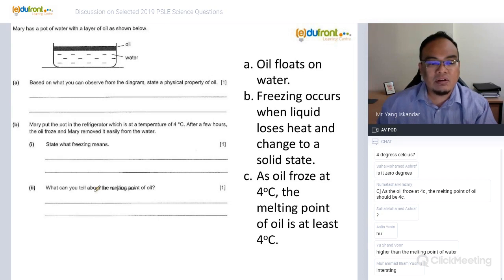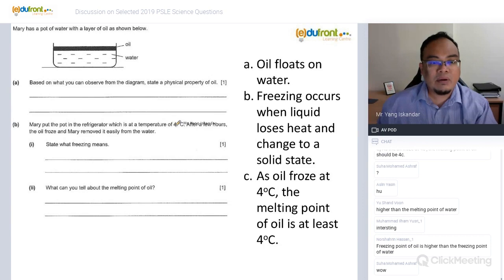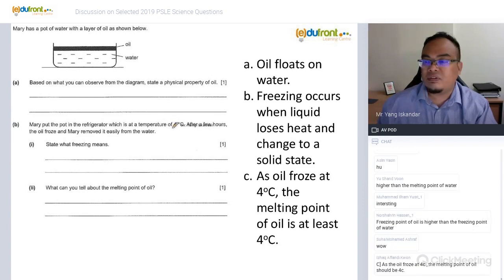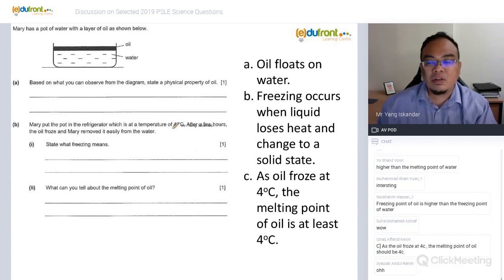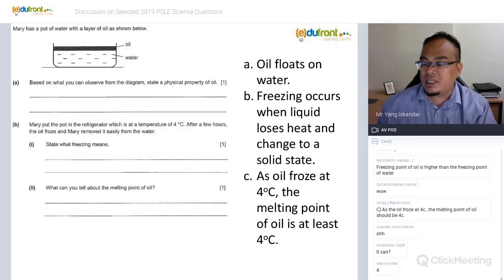Okay, so what can we conclude? As the oil froze at 4 degrees Celsius, the melting point of oil is at least 4 degrees Celsius. It could be 4, could be 5. But when the temperature was set at 4, it has already frozen. Okay, but water will not freeze, right? Because we know the freezing point of water is only at 0 degrees Celsius.